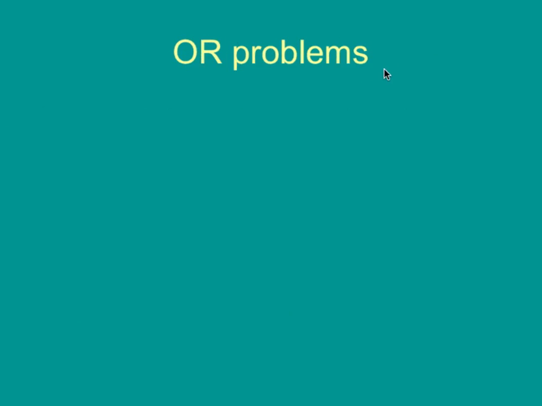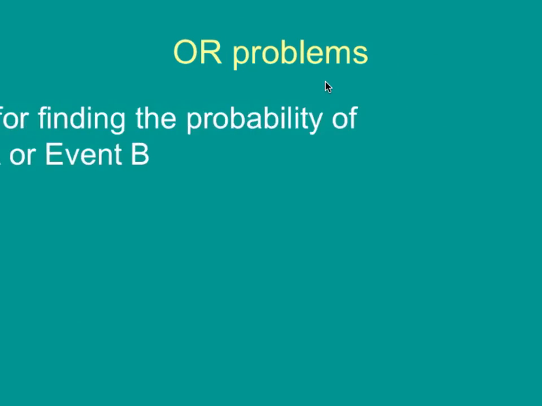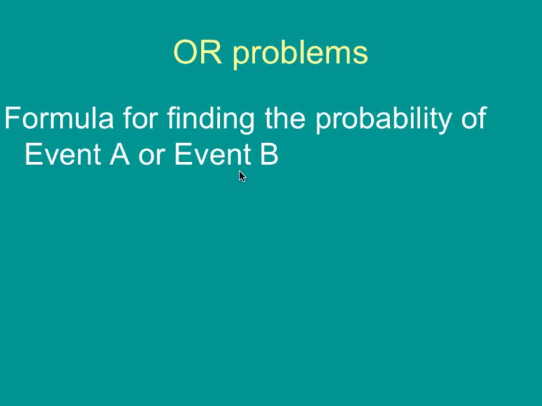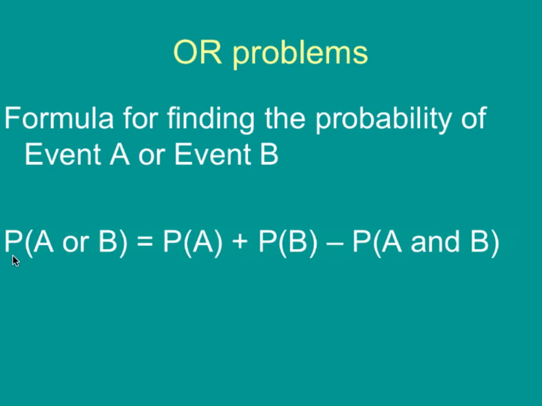First off, let's deal with or types of problems. Here's our formula for finding the probability of event A or event B. The probability of A or B equals the probability that A occurs plus the probability of event B occurring minus the probability that both A and B happen at the same time. If A is occurring here and B is occurring here at the same time, we've already included them twice. So we need to subtract the times that they happen at the same time.